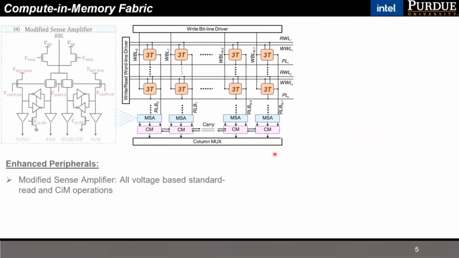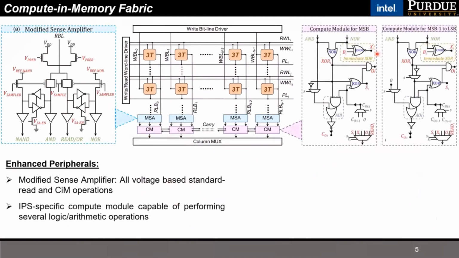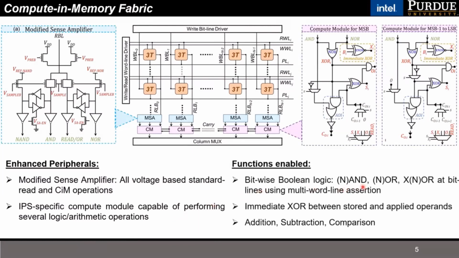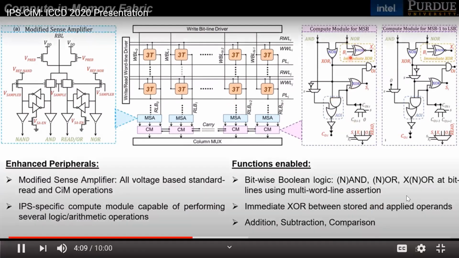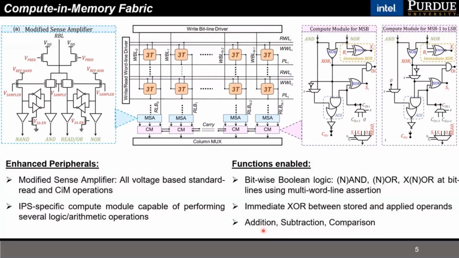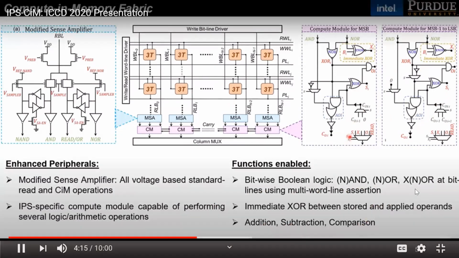Now, using this 3T FET NVM, we design a compute in memory array with the help of enhanced peripherals. The enhanced peripheral consists of a modified sense amplifier, which is an all-voltage-based sense amplifier for both standard read as well as SIM operations. We also have a low power compute module attached to the modified sense amplifier to perform other logic and arithmetic operations. Bitwise Boolean logic is computed at the bit lines using the concept of multi-word line assertions within the compute memory fabric. We also enable immediate XOR operations between a stored input operand and an applied operand. And addition, subtraction, and comparison can also be performed using the enhanced peripherals of the proposed compute in memory fabric.